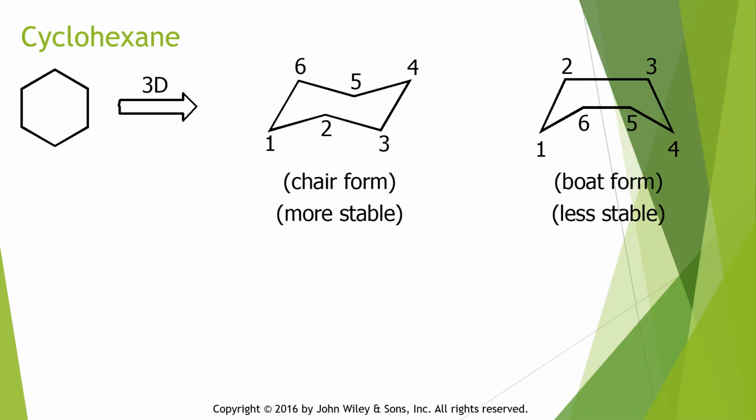So for one, cyclohexane, even though we draw it as a hexagon, is not really a perfect hexagon in real life. Its more stable form is what we call the chair form, where you could picture these four atoms more or less in the same plane, and this one would be below the plane, this one would be above that plane.